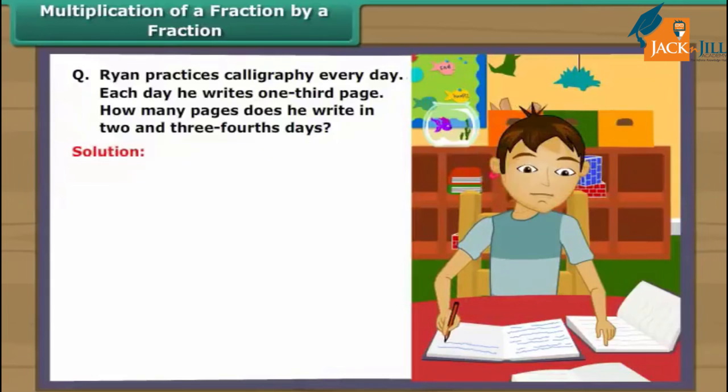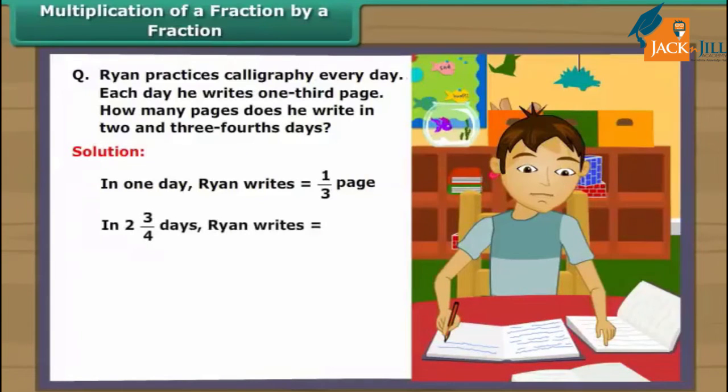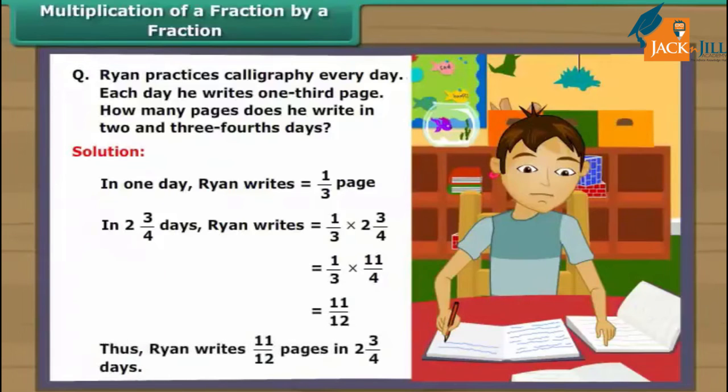The part of page written by Ryan in 1 day is equal to 1/3. So the part of page written by Ryan in 2 3/4 days is equal to 1/3 multiplied by 2 3/4. This is equal to 1 upon 3 multiplied by 11 upon 4, which is 11 upon 12. Thus Ryan writes 11/12 pages in 2 3/4 days.